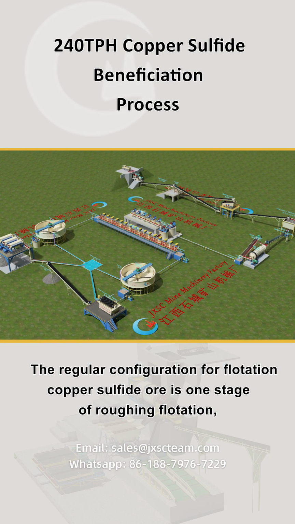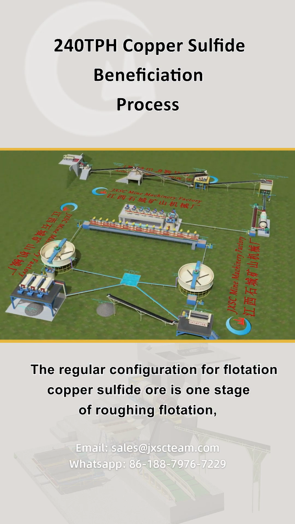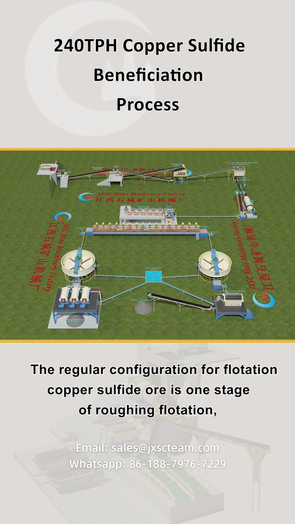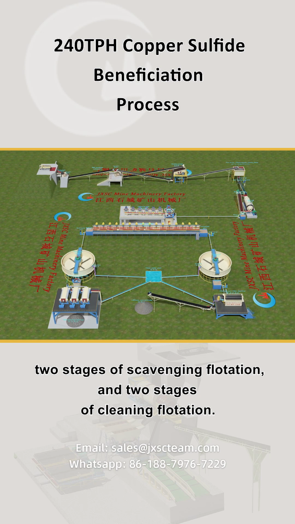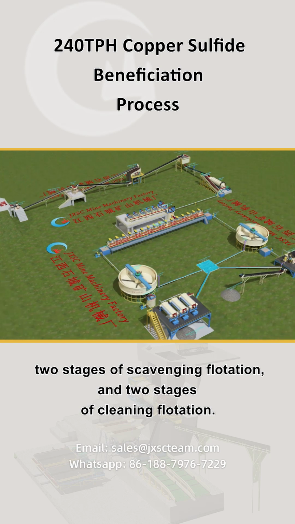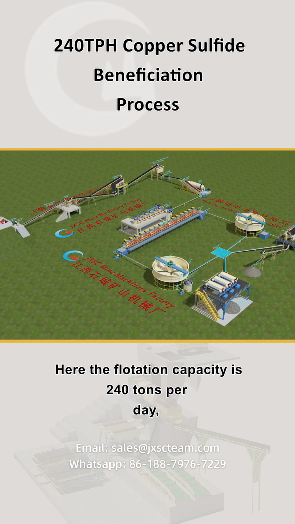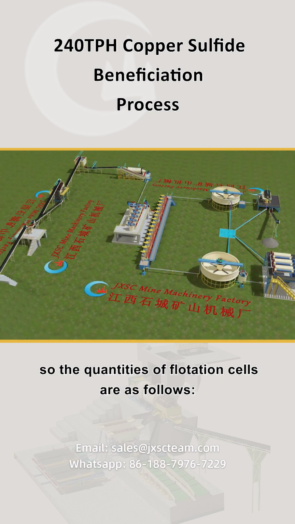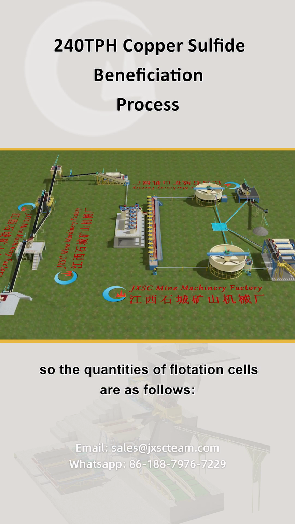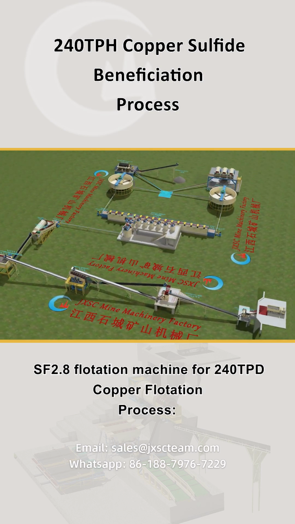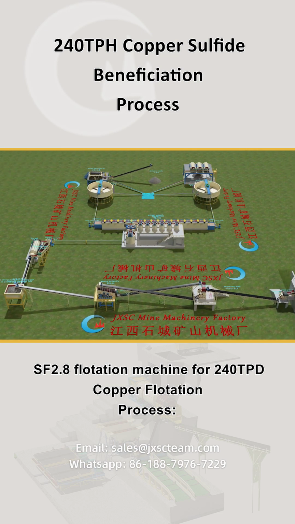The regular configuration for flotation of copper sulfide ore is 1 stage of roughing flotation, 2 stages of scavenging flotation, and 2 stages of cleaning flotation. Here the flotation capacity is 240 tons per day, so the quantities of flotation cells are as follows. SF 2.8 flotation machine for 240 TPD, copper flotation process.